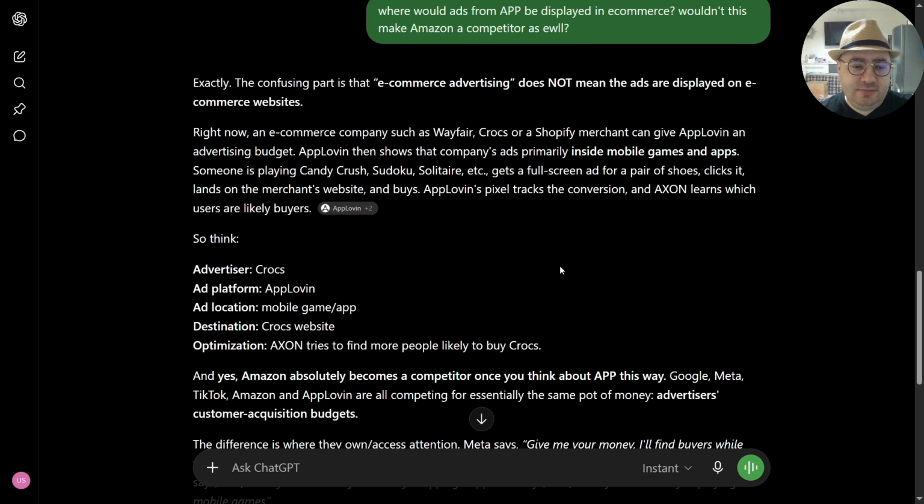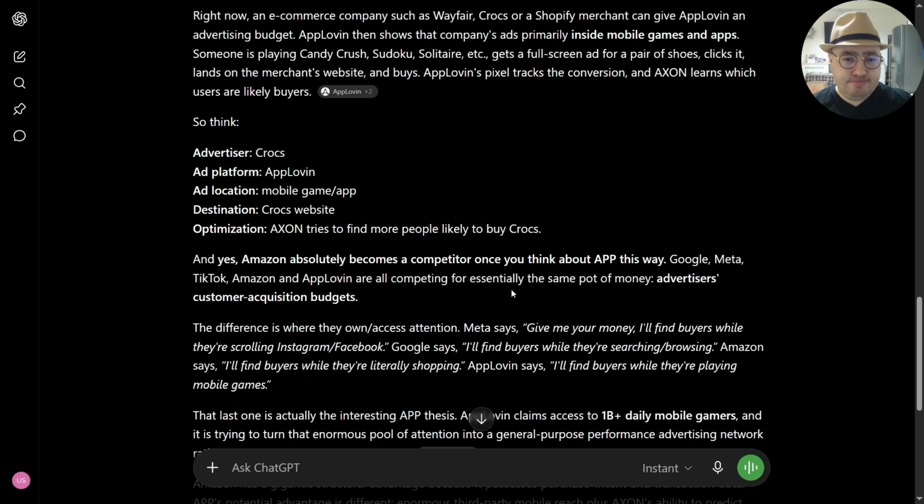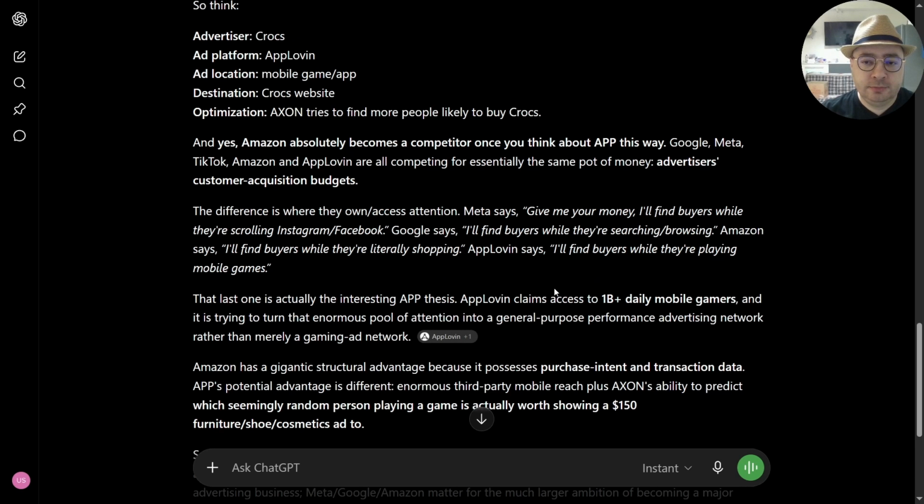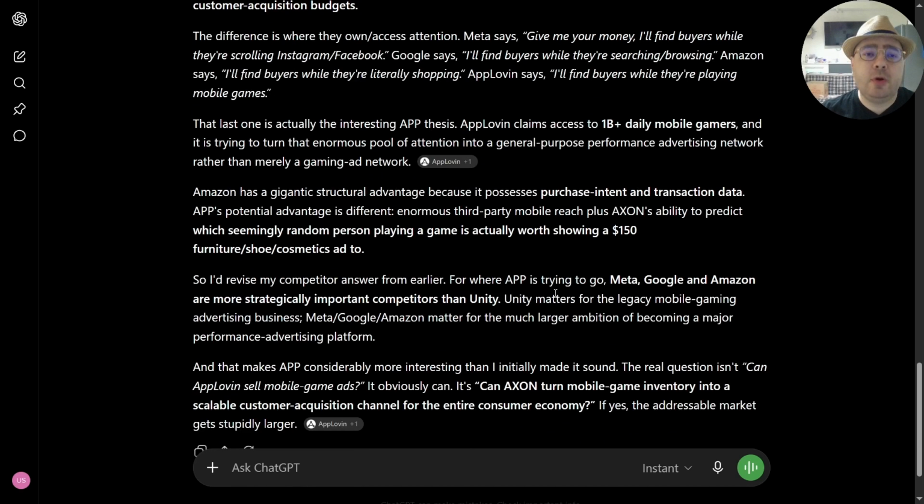So yeah, philosophically, I don't think this is a very strong moat. Amazon can absolutely become a competitor. Yeah, that's another red flag as well. This is a very rough neighborhood.